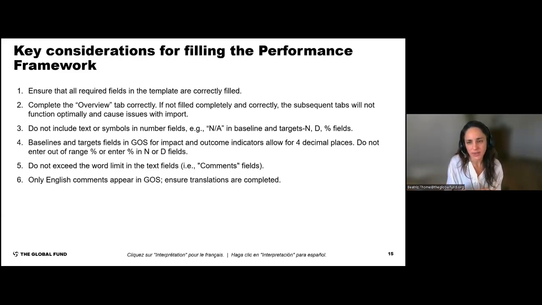There have been a few decimal changes in the file itself. But please know that baseline and target fields in GAUSS for both impact and outcome indicators will allow for 4 decimal places. We think that's more than enough room. So please try to stick to this range.